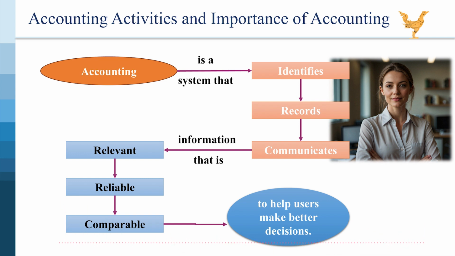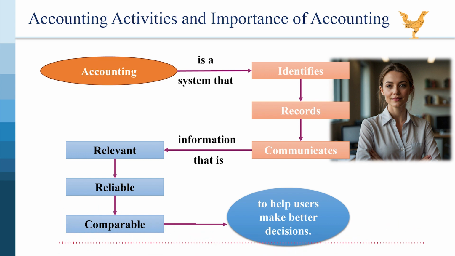3. Communicating. Finally, the recorded information is presented in a clear and understandable format, usually in the form of financial statements. The balance sheet shows what a company owns (assets), what it owes (liabilities), and the owner's equity at a specific point in time. The income statement shows how much money a company made (revenues) and how much it spent (expenses) over a period of time. The cash flow statement shows how much cash came in and went out of a company during a period.